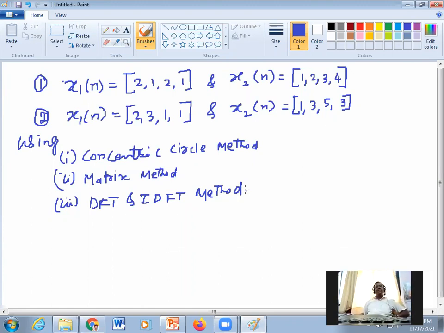Can you do this part? Yes, sir. In tomorrow's lecture, I am going to check randomly anybody's notes, so please keep your answers ready. So this is all about how to find the circular convolution.